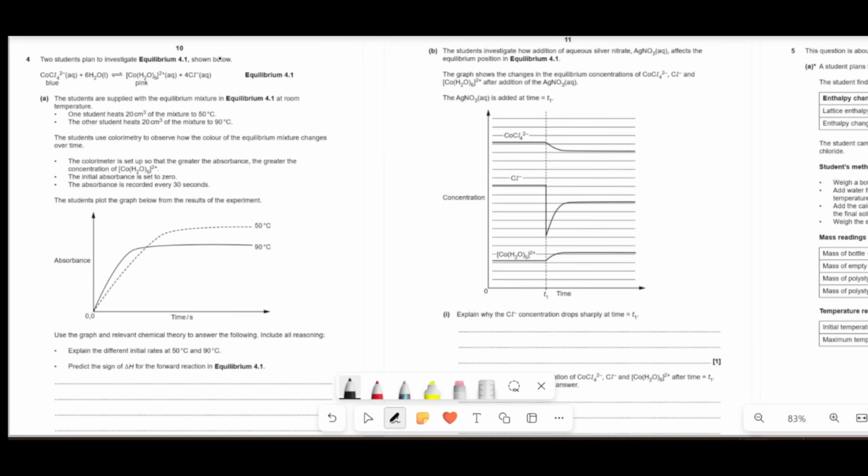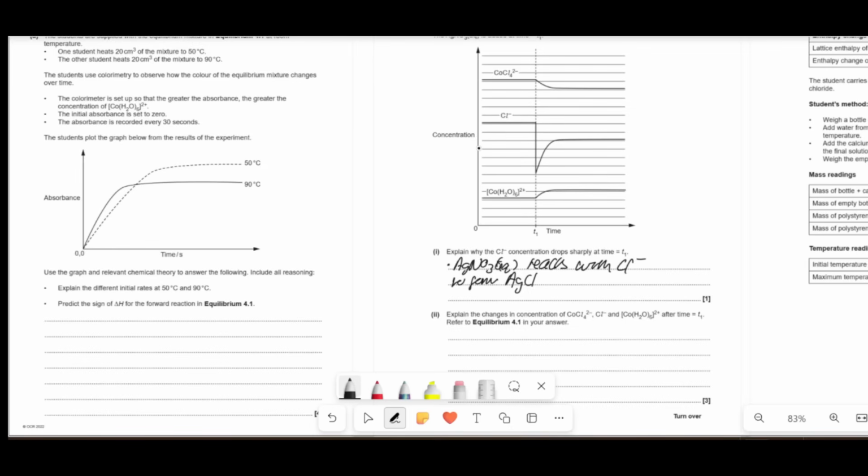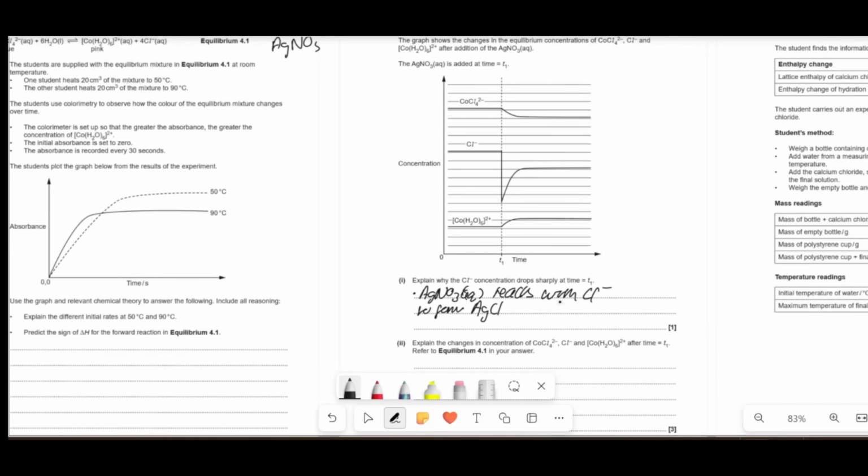So just look at this equilibrium here. We're adding AgNO3. You need to look at this and say, well, realistically, what's it going to react with? It's going to go for these chloride ions, and it's going to make silver chloride, which is that nice, lovely precipitate we love and enjoy. So what happens is that AgNO3 aqueous reacts with Cl- to form AgCl. Even without looking at that, I can get that answer. But yeah, it's told you here, it drops sharply, so you need to think, well, what's that going to react with?